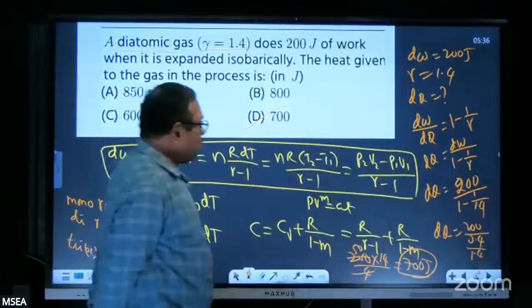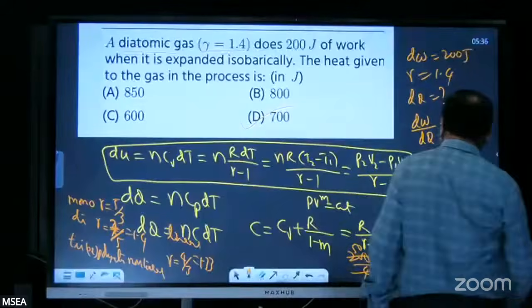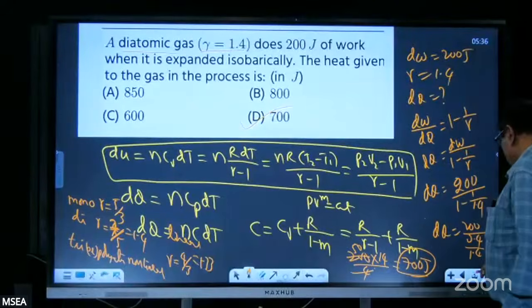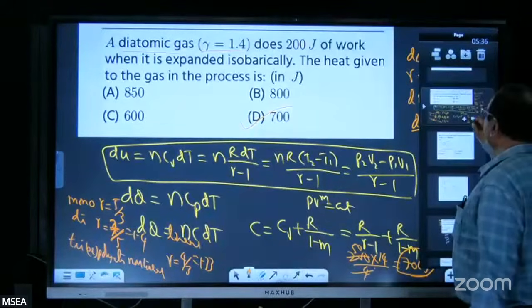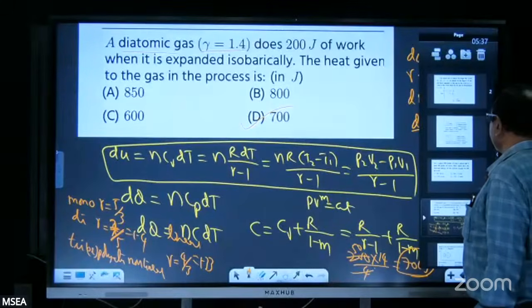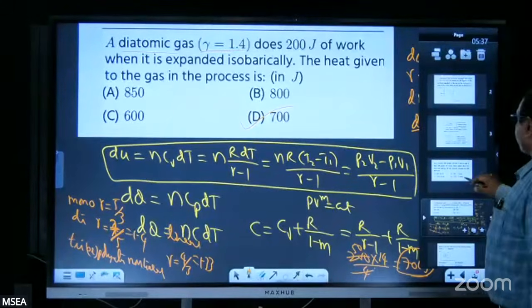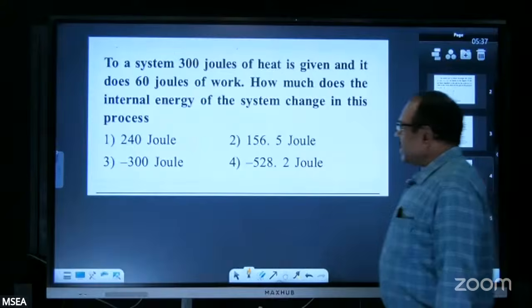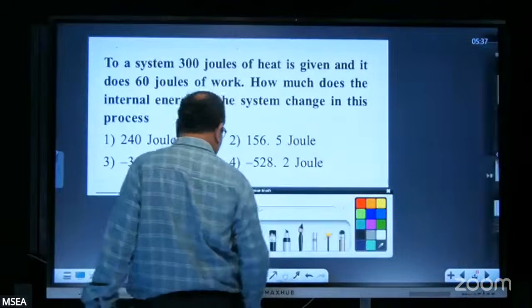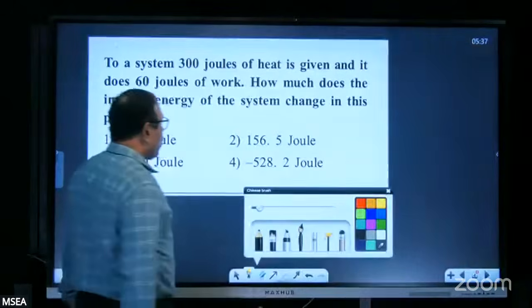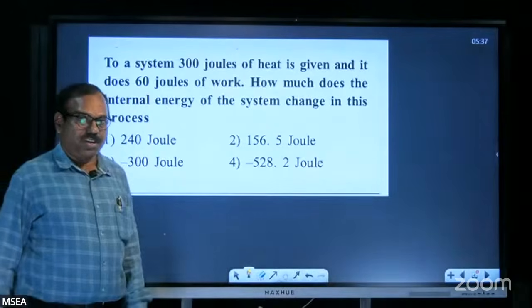Right. Now, another one you have to remember. Then let us come to another question. Now, let us come to this one, which is also based on the first law of thermodynamics. Now, one more important point you have to remember.